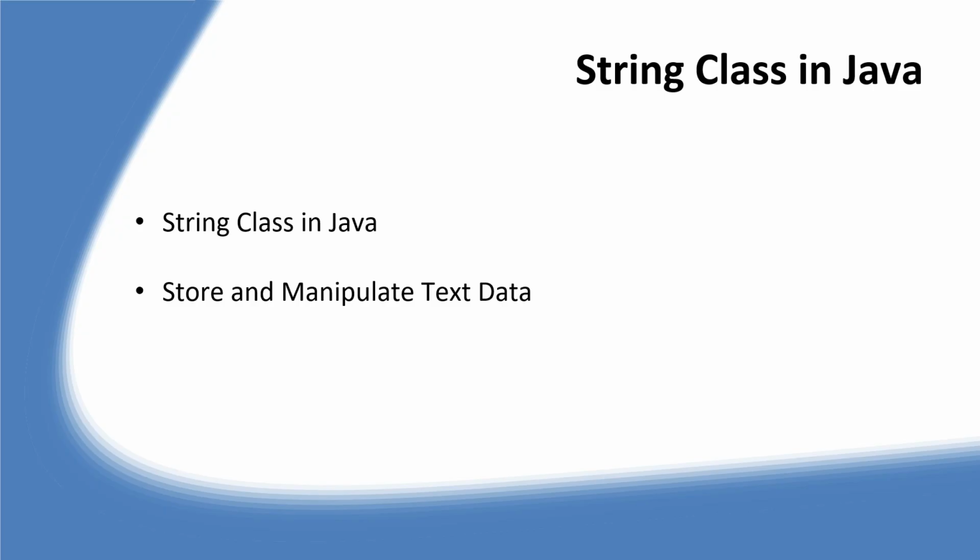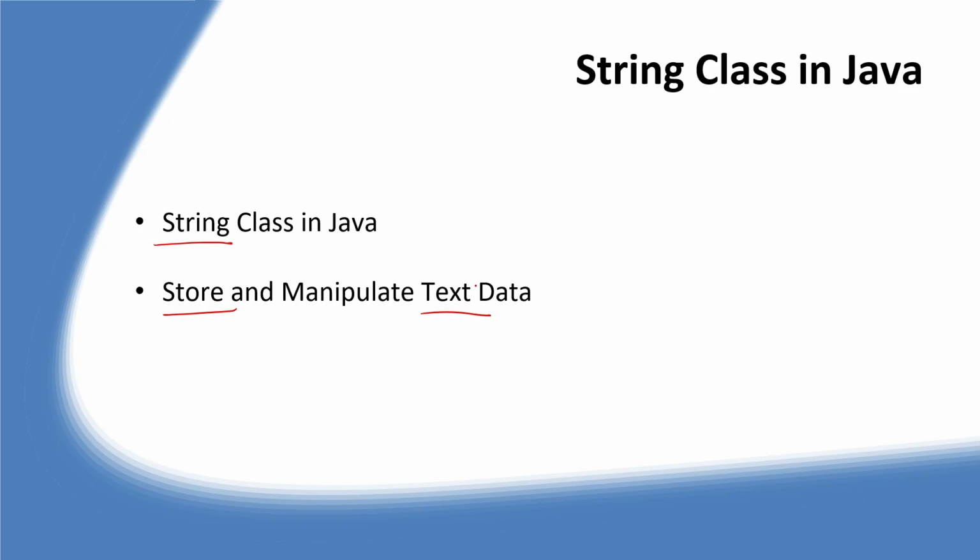So, what is a string? A string is a sequence of characters and it is one of the classes provided by Java. It is used to store textual data. That means we'll be storing textual data inside the string data type. So a string is a sequence of characters used to store textual information.